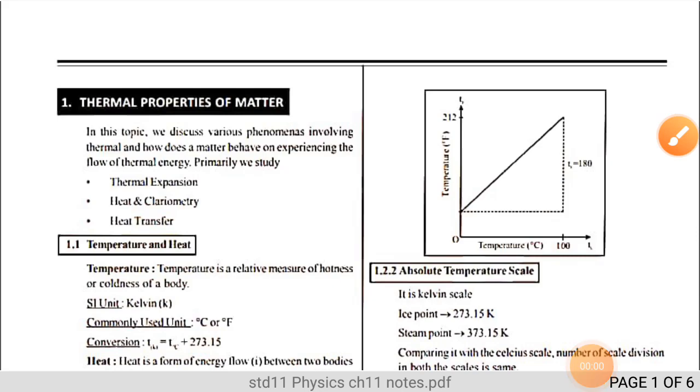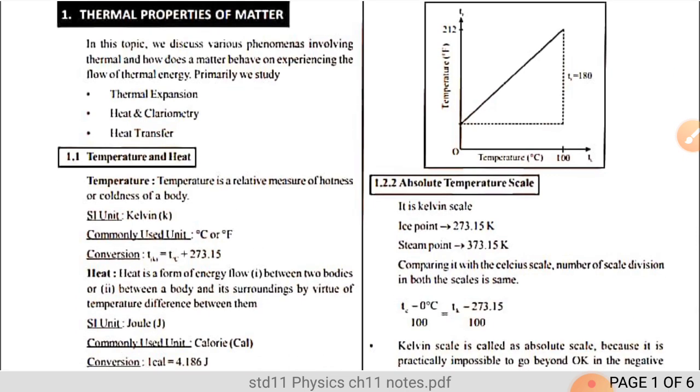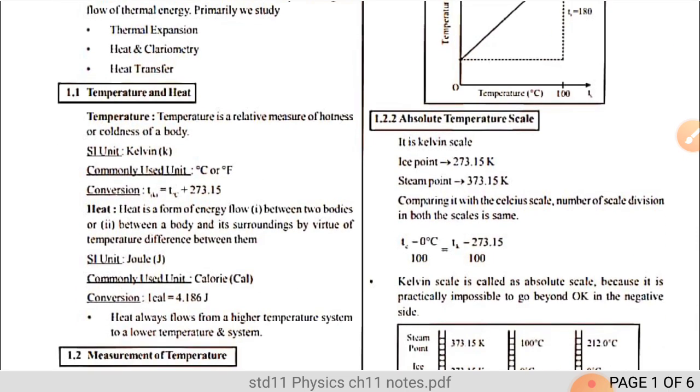Friends, today our topic is Chapter 11, Thermal Properties of Matter. In this chapter, the first topic is temperature and heat. Temperature and heat are completely different phenomena. What is temperature? Temperature is a relative measure of the hotness or coldness of a body.